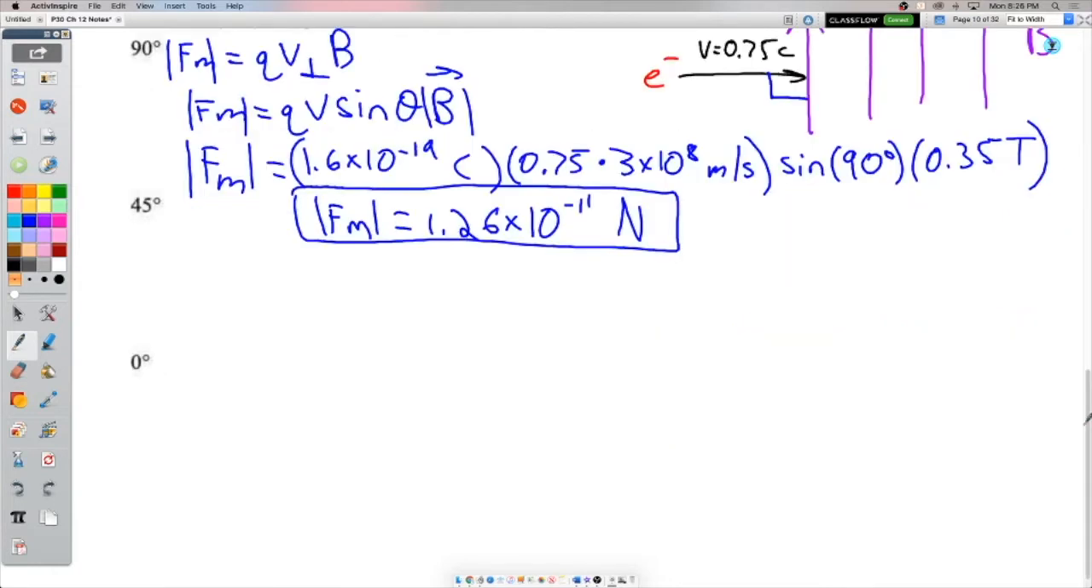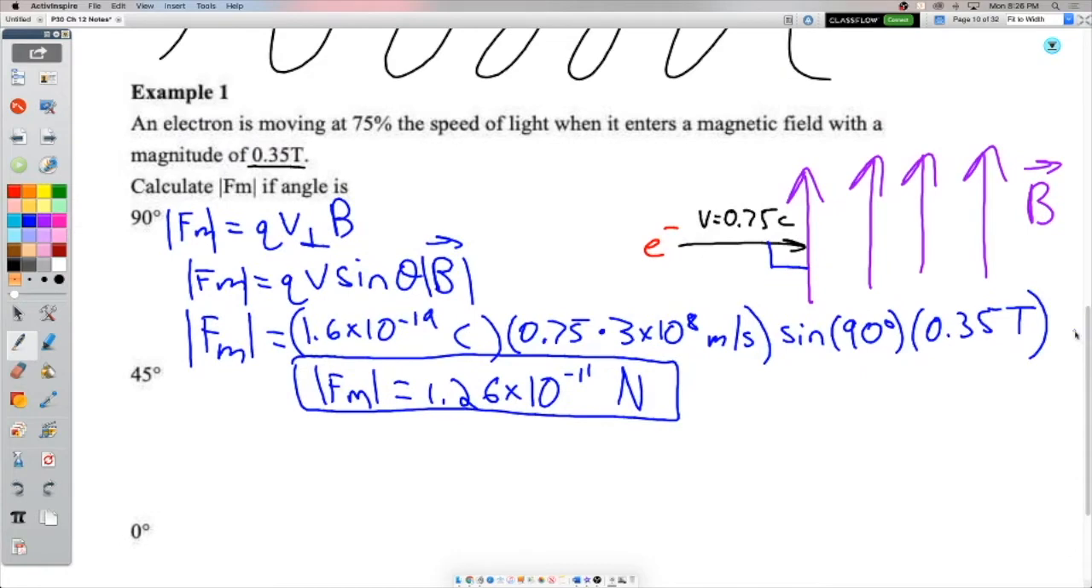Okay, now it's saying, what if, so we'll call this A, okay? Now in B, what if it enters at 45 degrees? So now its entry angle is not 90. Now in B, its angle of entry is 45. So now in B, this is 45 degrees.